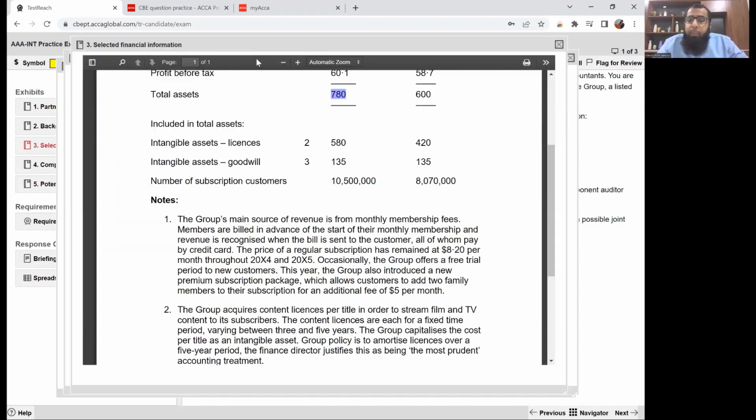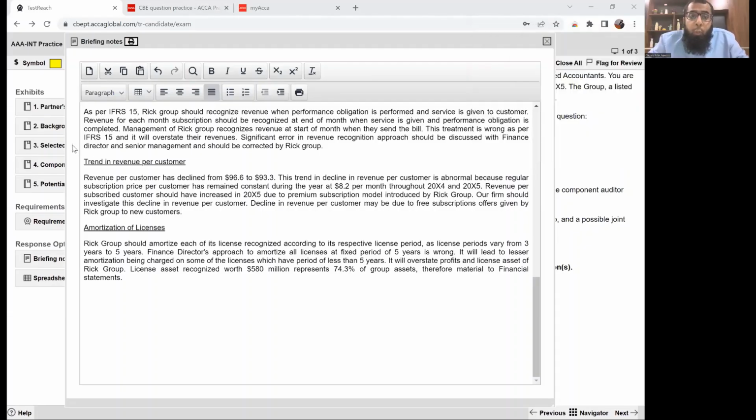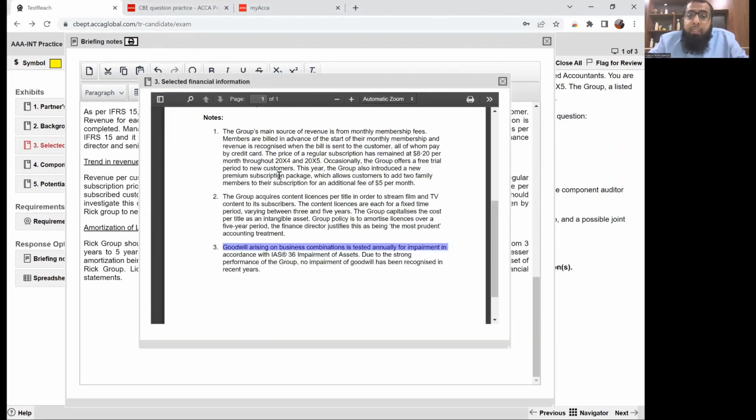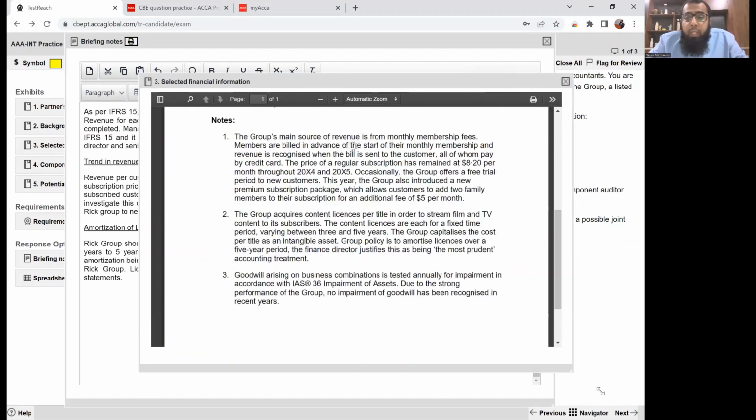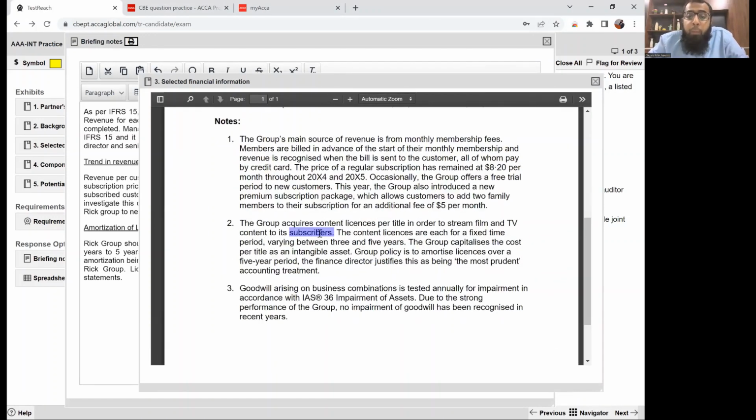So, let's come back to the selected financial data. Let's go back to the exhibit 3, which is selected financial information. Now, we are just done with the note 2, which was on amortization of the license. Now we are moving towards the note number 3. I want you all to concentrate on it.